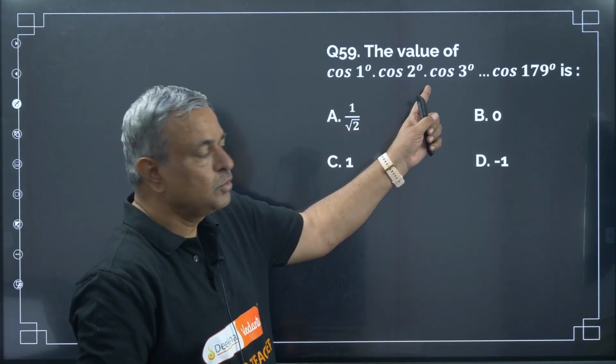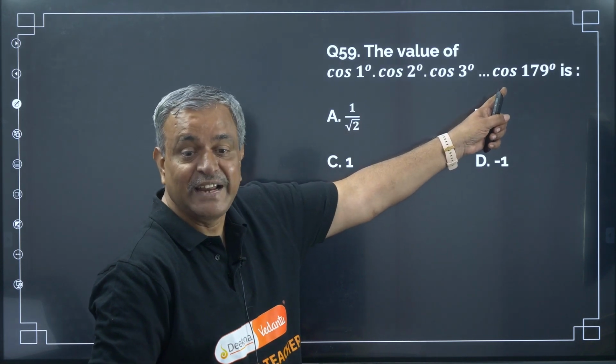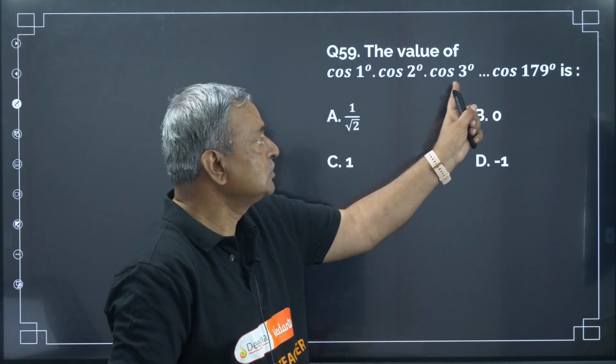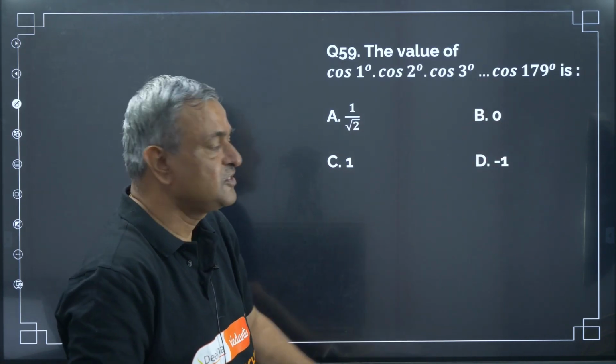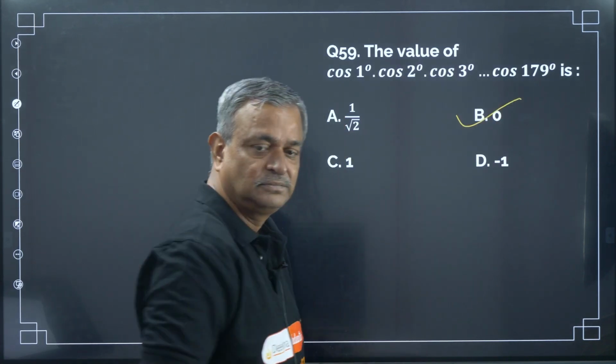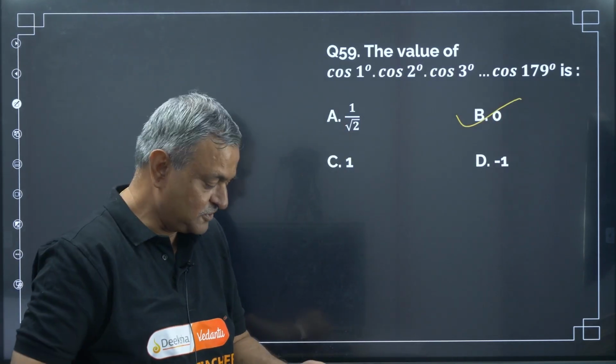Cos 1 degree, cos 2 degrees, cos 3 degrees. Somewhere cos 90 will come, because 1, 2, 3 up to 179. Cos 90 is 0. Option B. So this takes hardly 5 seconds.